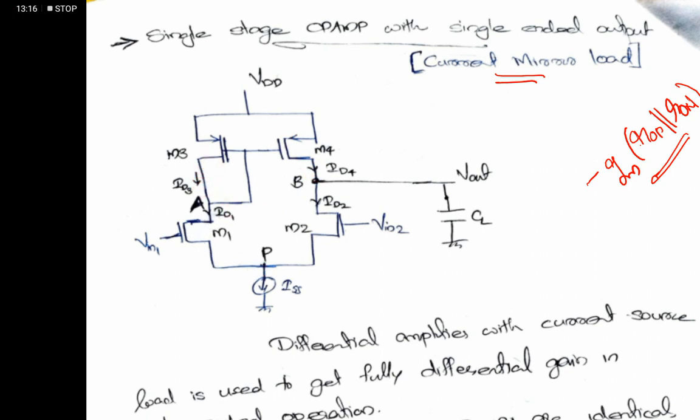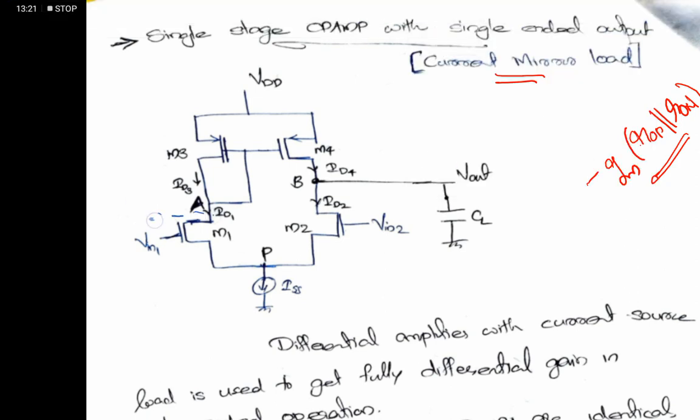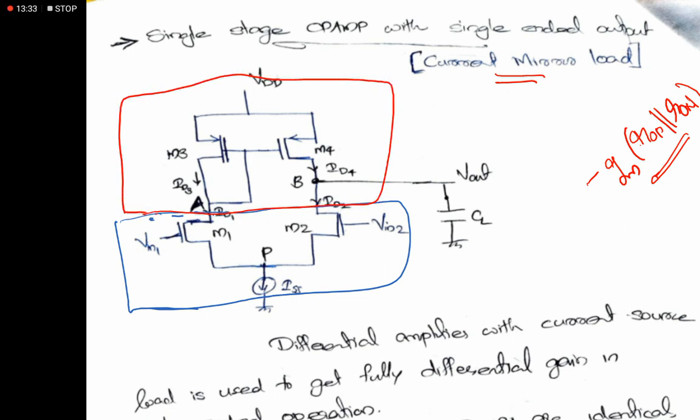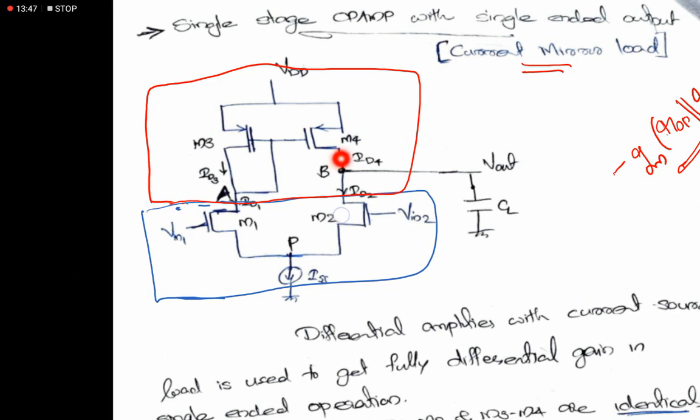If we consider this lower half, it is identical to a normal differential amplifier, and if we consider the upper half, this portion is equivalent to a current mirror. Because M3 is in a diode connected configuration, and that same gate is connected to M4. So using M3 and M4, a current mirror circuit is formed.